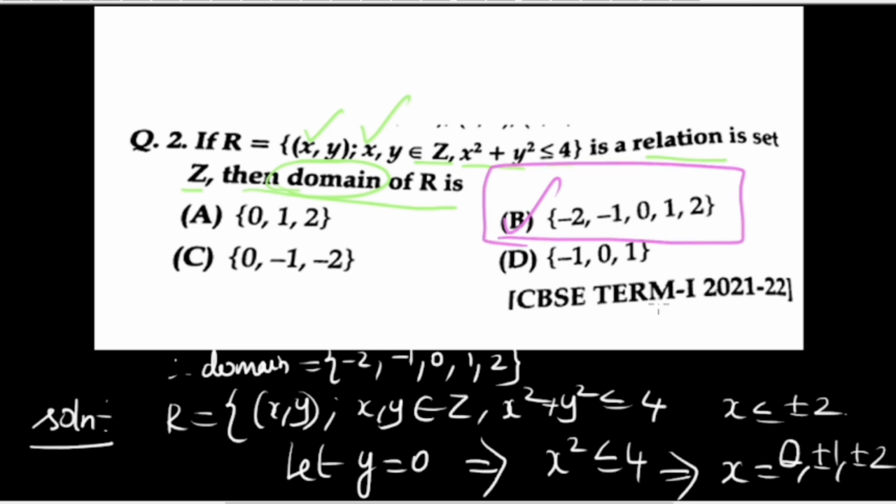So domain means our input axis, the x-axis. Range means y. They will be talking about the y-axis. Range always denotes the y value. So here they are simply denoting the domain. That's why we have assumed our y to be 0. Based on that we are able to get our values.